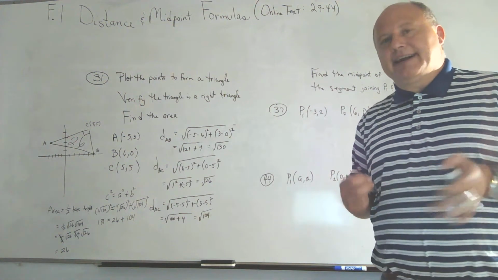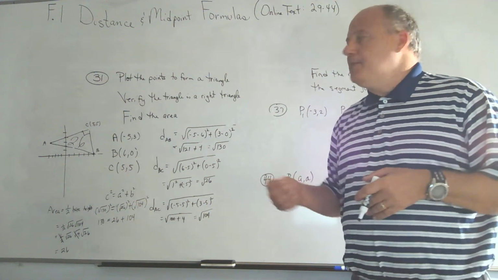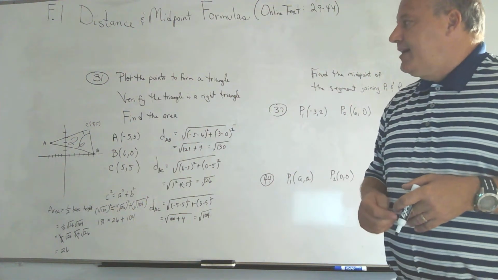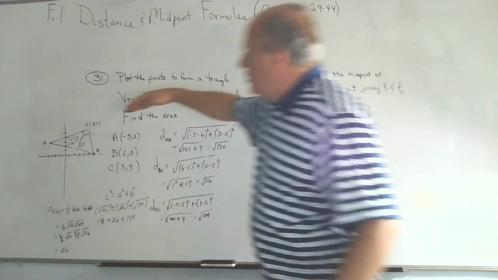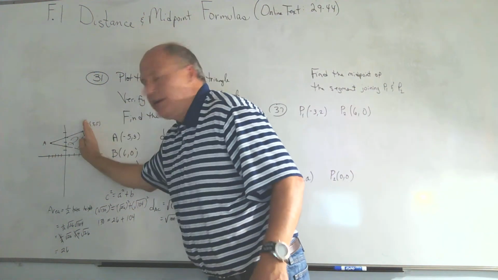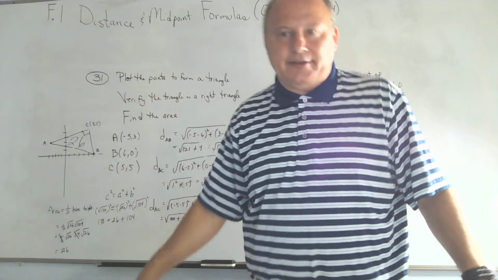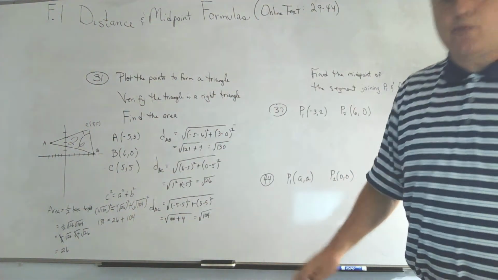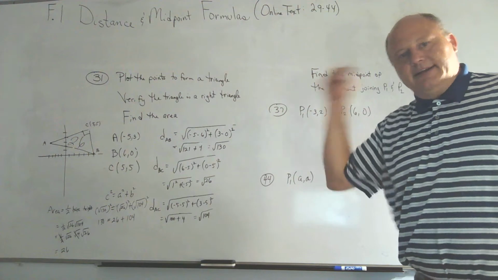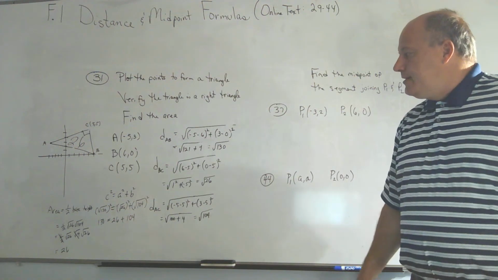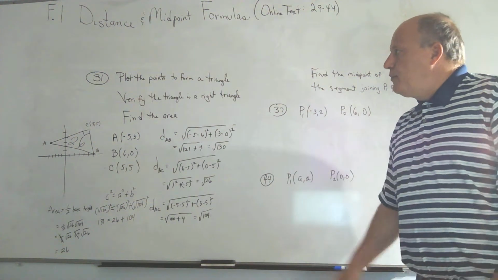But like I said, in the next sections coming up, we'll be able to prove that this is a right triangle based on the slopes of these two lines right here, and they're going to be perpendicular. That comes a little later, and so we had to do a little bit more work because we don't know that next thing yet. But anyway, so that's number 31.